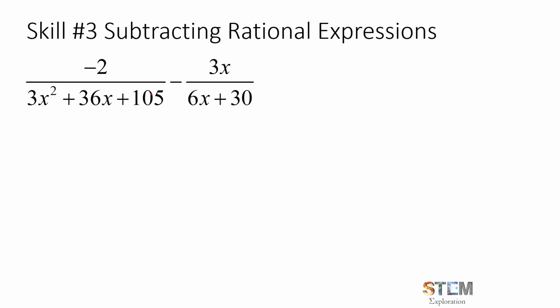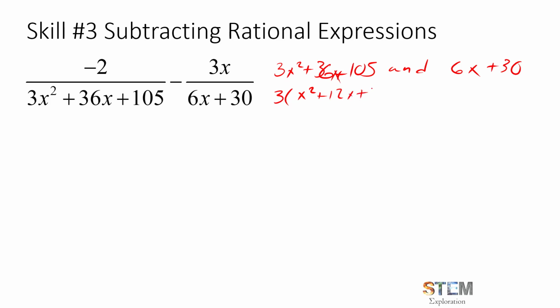So now one last example before I wrap up for today. With this given situation, I'm taking the same idea of the least common multiple. So I'm going to go 3x squared plus 36x plus 105 and 6x plus 30. So pull out the 3 and I'll get x squared plus 12x. This is supposed to be x. 105 divided by 3 is 35.